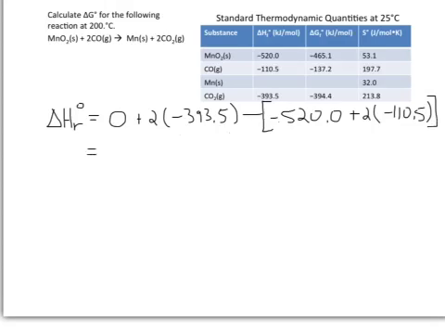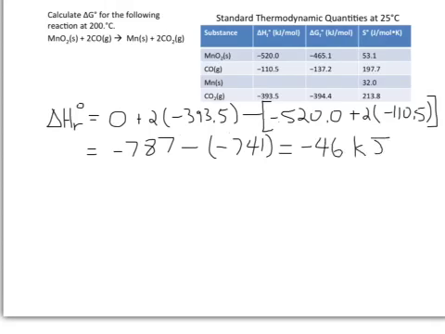Alright, so this simplifies down to negative 787, and then it's minus a negative 741. So with these problems, one of the tricky things can be keeping the sign straight. A negative times a negative means a positive, so I've got negative 787 plus 741, and the enthalpy for my reaction is negative 46 kilojoules.